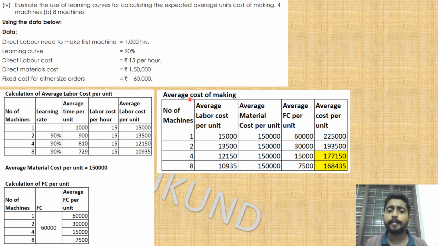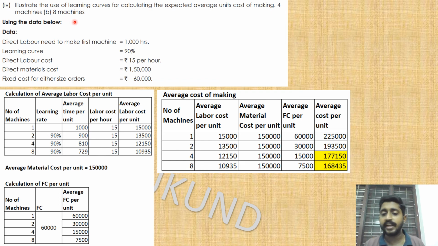Now we can calculate the average cost of making. For making 1 unit, one machine, 15,000 is the labor cost. Average material cost is 1,50,000, and 60,000 is the fixed cost, totaling to 2,25,000. For making 2 machines, the same way I am adding it. 4 machines I am adding it, 8 machines I am adding it. The question is asked for 4 machines and 8 machines only.